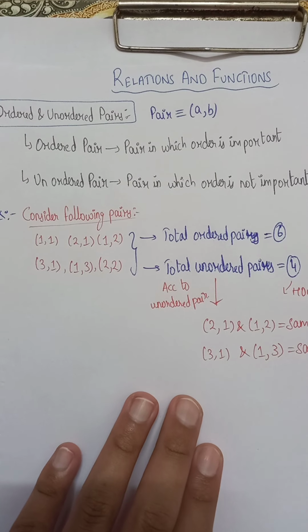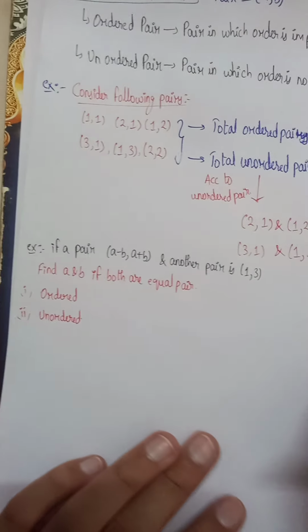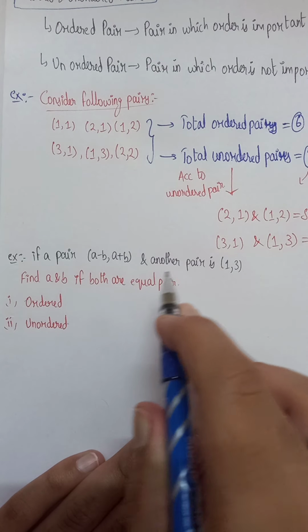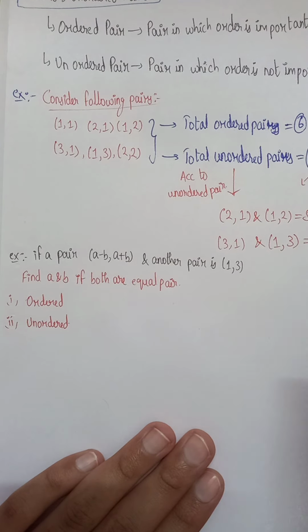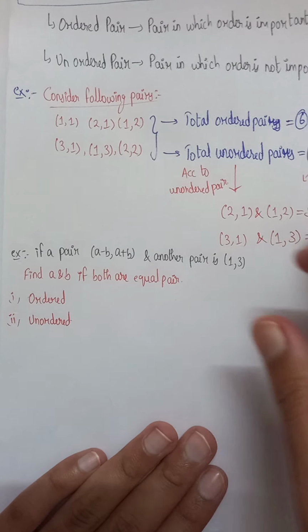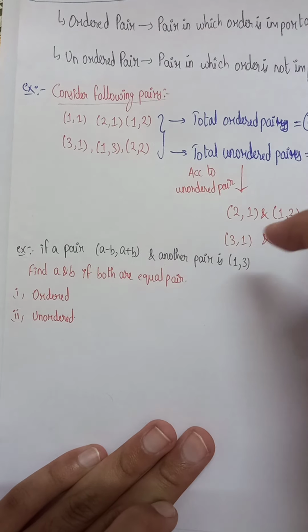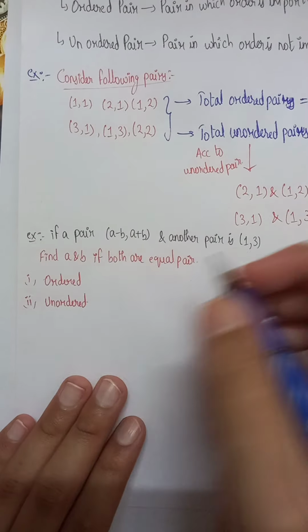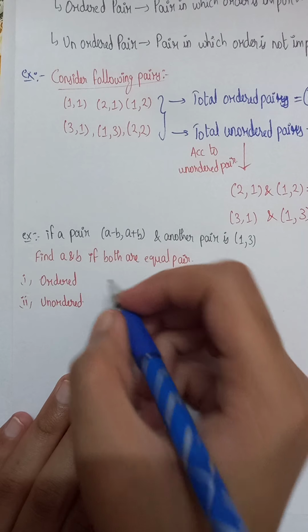Let's do one more example. This is the next example. If a pair is a minus b comma a plus b and another pair is 1 comma 3, find a and b if both are equal pairs. So a minus b comma a plus b and 1 comma 3, they both are equal. So the first point in the example, ordered.